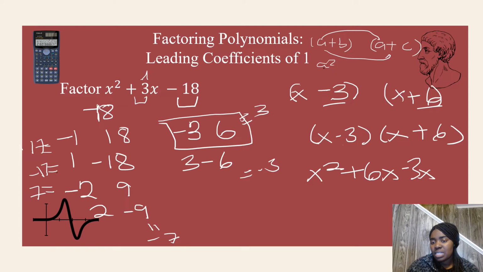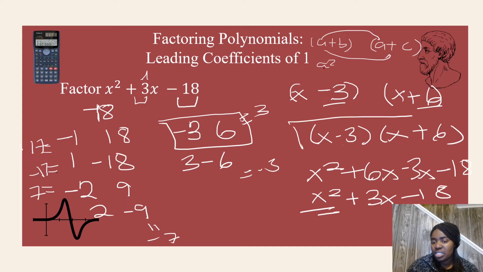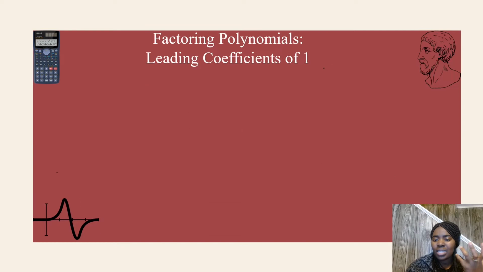Negative 3 times 6 is minus 18. Okay? So when you do this, you get x squared plus 3x minus 18, which is exactly what we started with. So we know for sure that these are the factors of our quadratic term. All right. So why does that work?